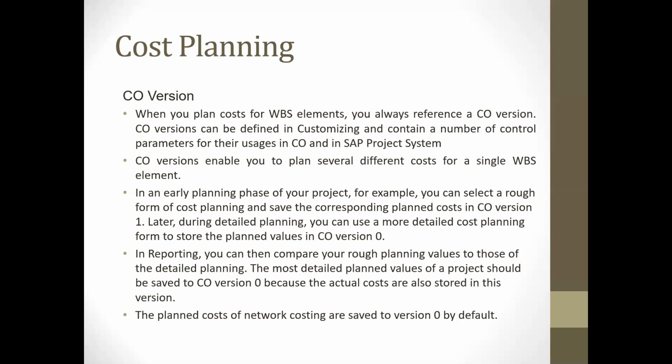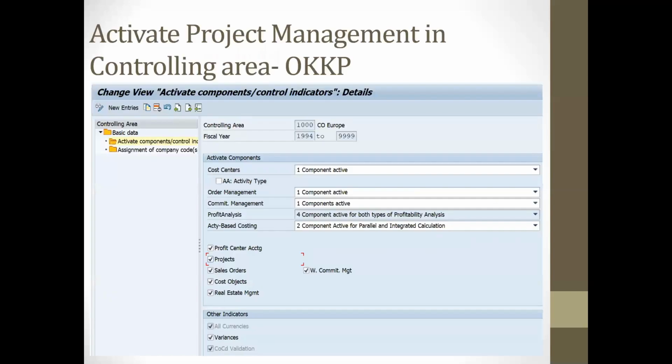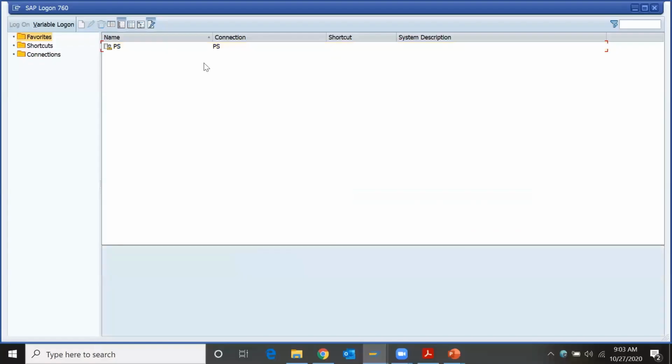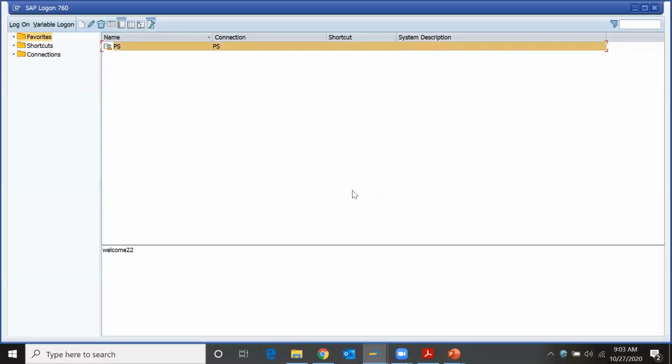We will discuss network costing later; it is one of the types of cost planning method of the PS module. So this is the most important configuration. OKKP, activate project management in the controlling area. I'll show you in SPRO.